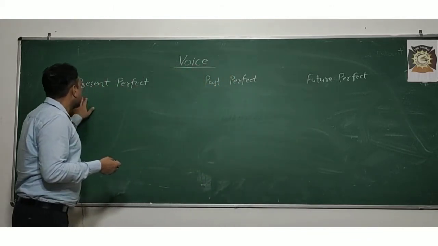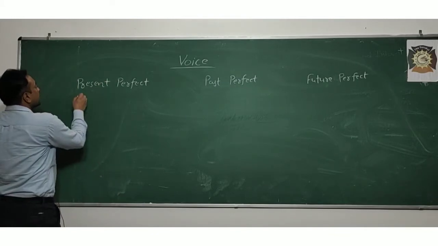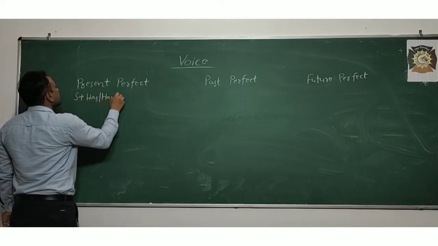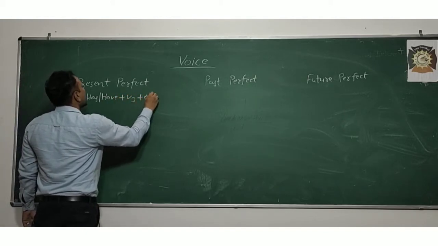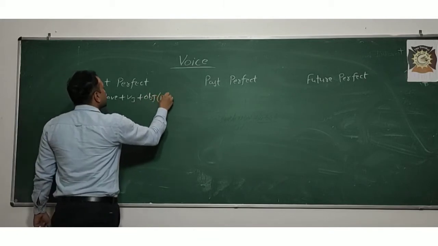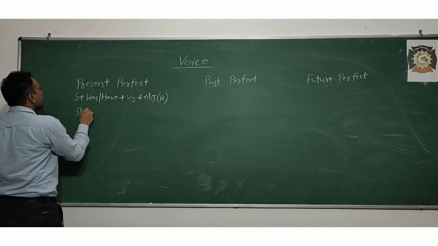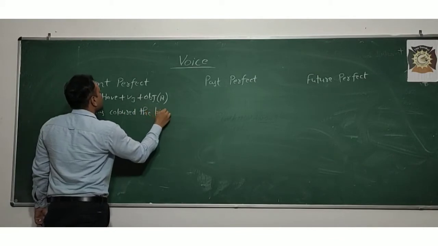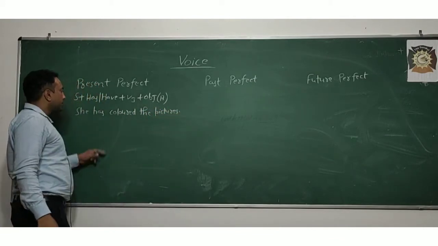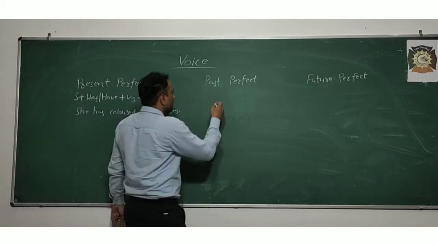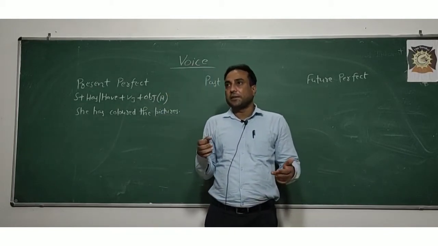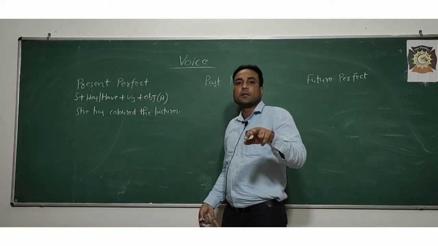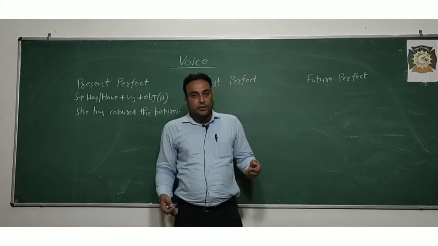First of all, how to change the sentences of present perfect tense. Present perfect tense, what's the structure formula? Subject plus has/have plus V3 plus object. This is in active voice. If I write the sentence, she has colored the pictures. One benefit in this tense is for you, because some students said, sir, we don't know what the third form is. The third form of the verb is already given in active voice, so the same form you have to write in passive voice.